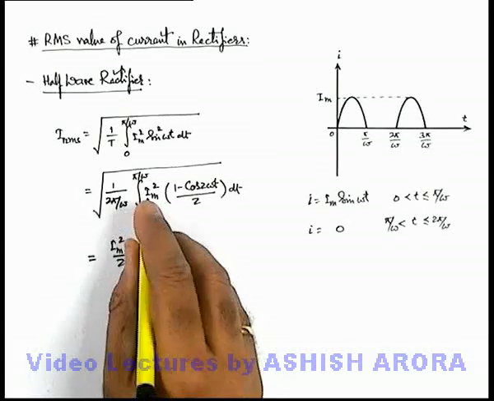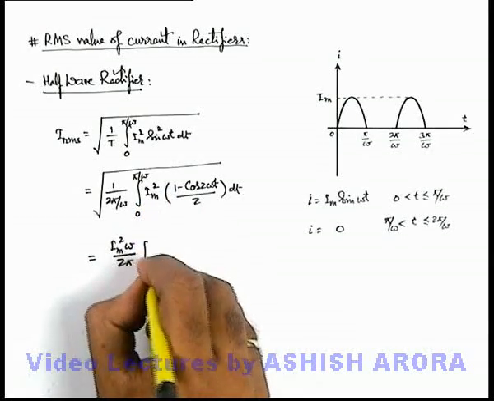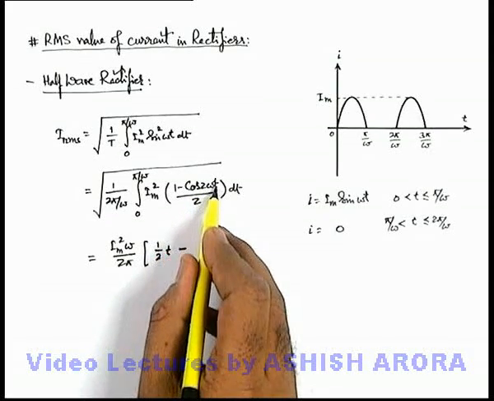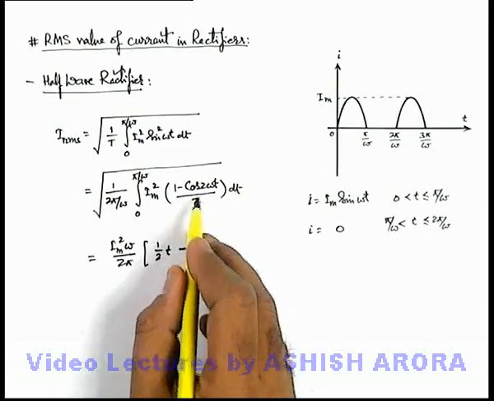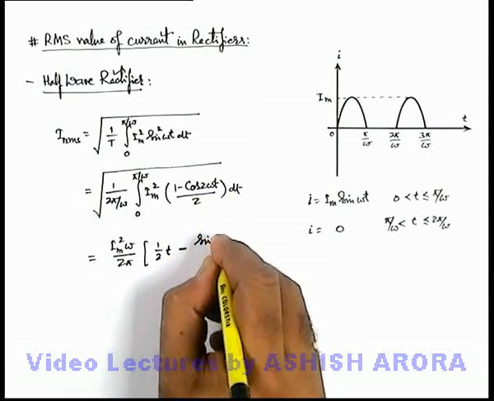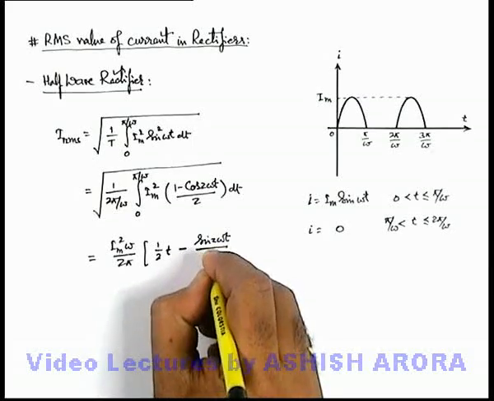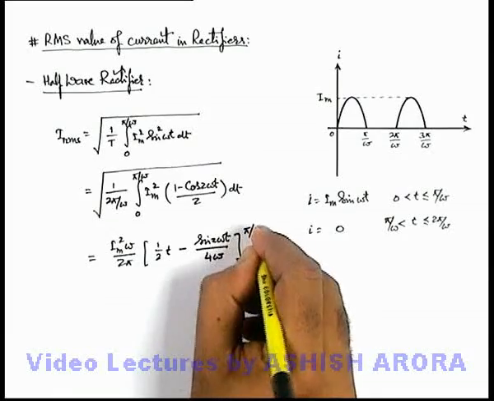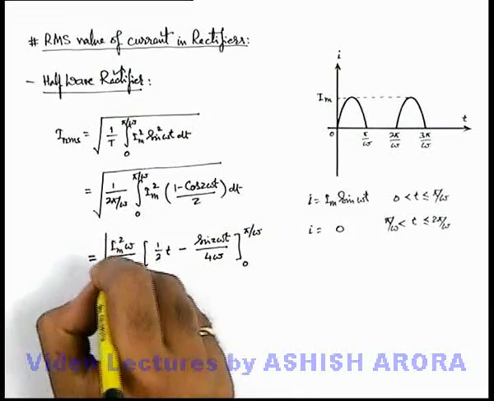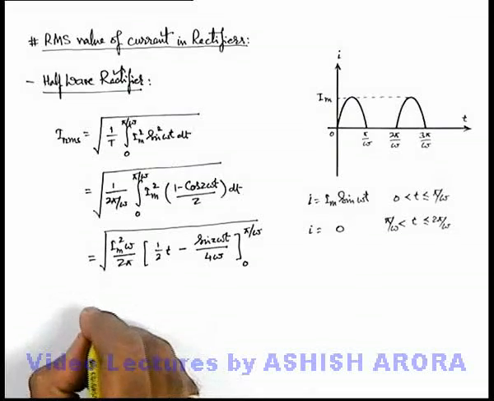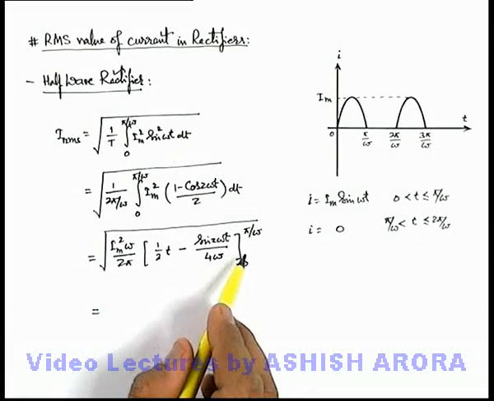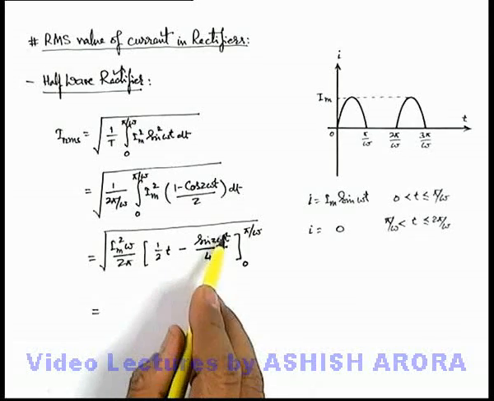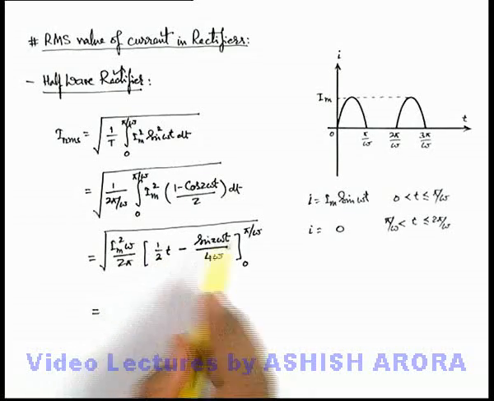Integrating, for the 1 by 2 it will be 1 by 2 t, minus the integration of cos 2 omega t, which will be sin 2 omega t by 2. So this will become sin of 2 omega t by 4 omega, and the limits are substituted from 0 to pi by omega. On substituting the limits, the second term will become 0, because it is sine 2 pi and sine 0. This will vanish and we'll be getting only half of pi by omega.